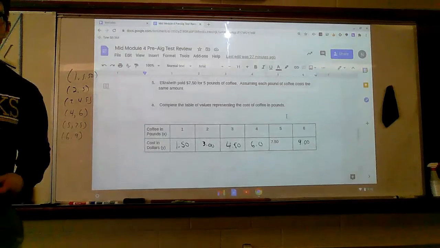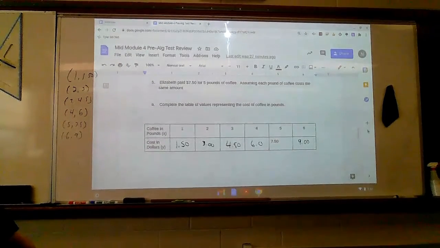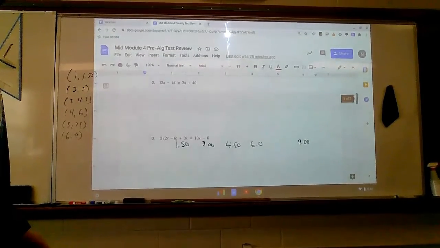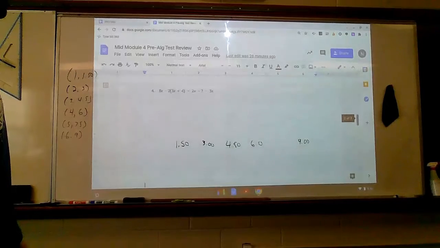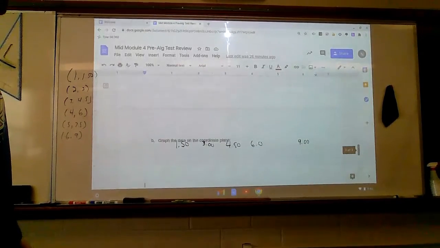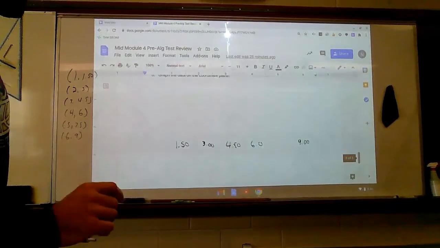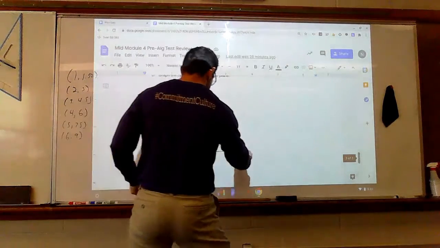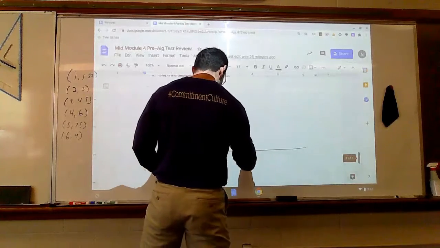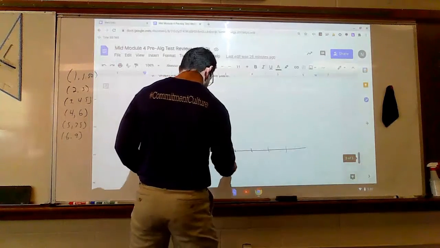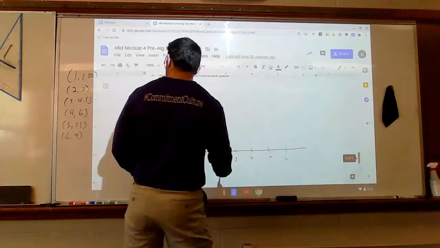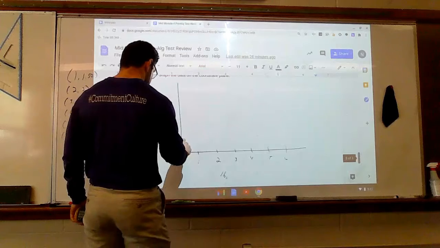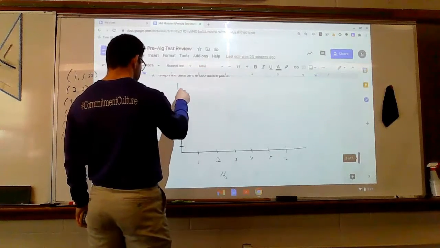Okay, so now I've got some ordered pairs. Let's see what the next question says. Whoa, okay, that's not what I wanted to do. Perfect. Love when that happens. It says graph the data on a coordinate plane, and you have a coordinate plane on your paper. So, 1, 2, 3, 4, 5, 6. And this is pounds, and this is cost. And then I've got 1, 2, 3, 4, 5, 6, 7, 8, 9.